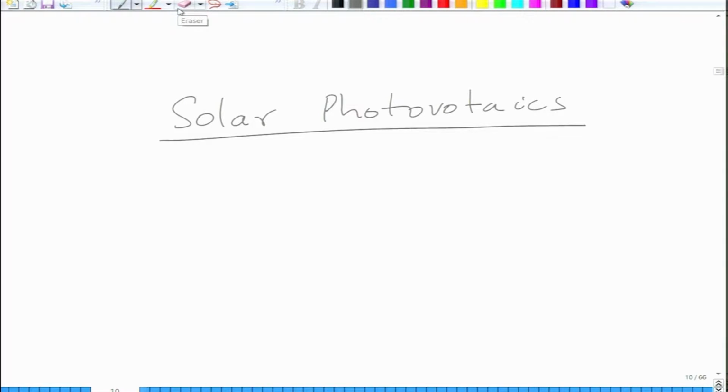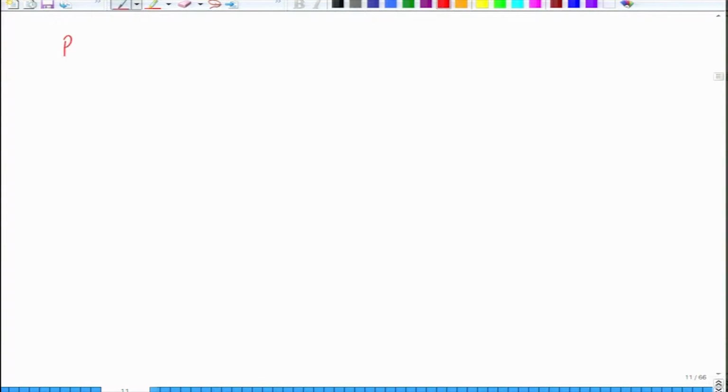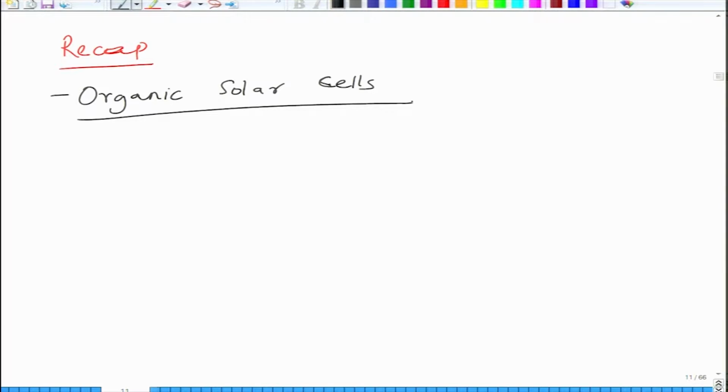So what we have discussed in the last class was the details of organic solar cells. We looked at why there is a need to increase the thickness of organic solar cells so that we can improve light absorption. This is countered by the fact that excitons have low diffusion length in organic semiconductors, but we can make innovative designs such as the bulk heterojunction.